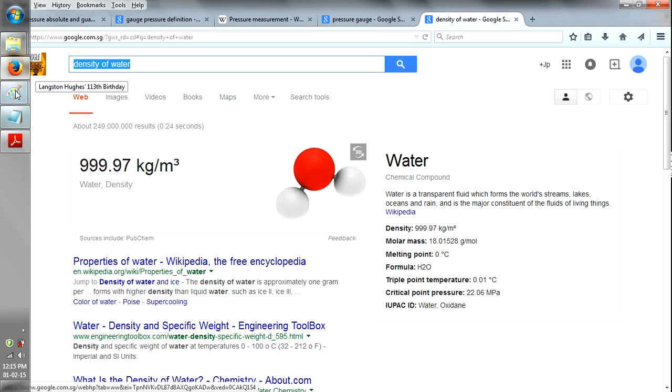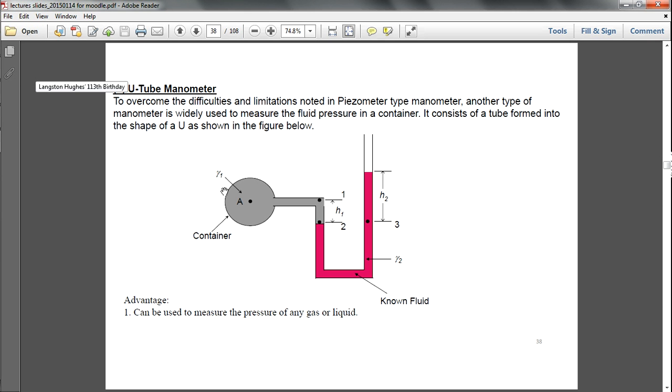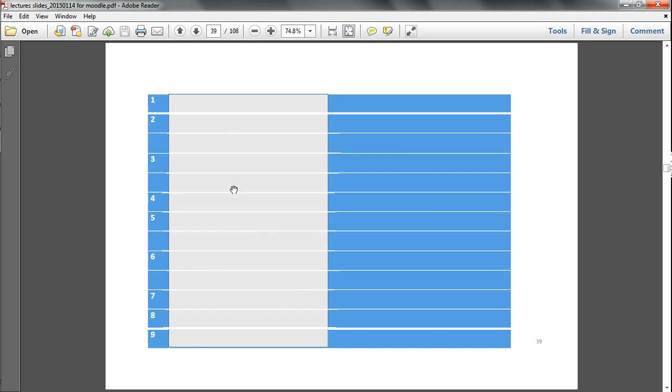One last thing: if you were to search Google for specific gravity or whatever, it actually uses our U-tube meter. They actually use this method to find your specific gravity.